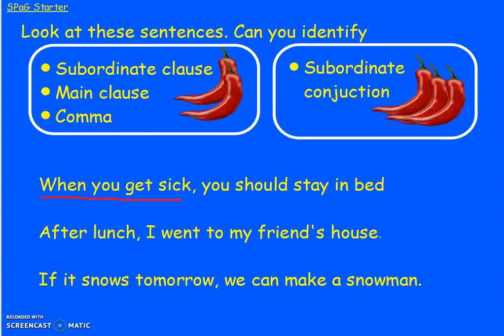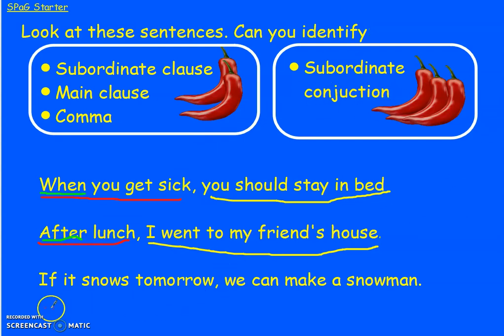So if I just change the colour very quickly, you should stay in bed is the main clause, because that makes sense by itself. Obviously, you know what a comma looks like. And in green, this one here, that is your subordinate conjunction. When, it's telling you then. So, next part. Subordinate clause, after lunch, I went to my friend's house. So if I just say after lunch by myself, wouldn't make sense at all, would it? So that's the subordinate clause. I went to my friend's house, that makes sense perfectly by itself. And here we go again. And then after is our subordinate conjunction.